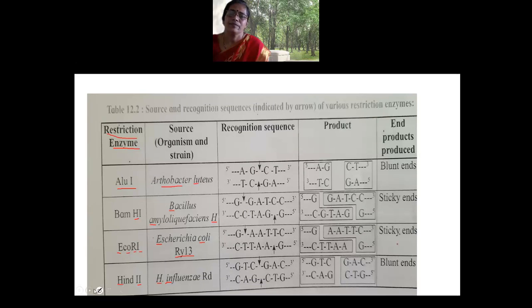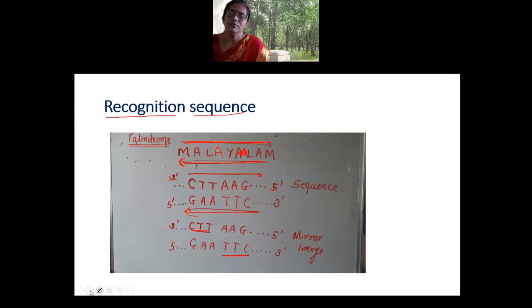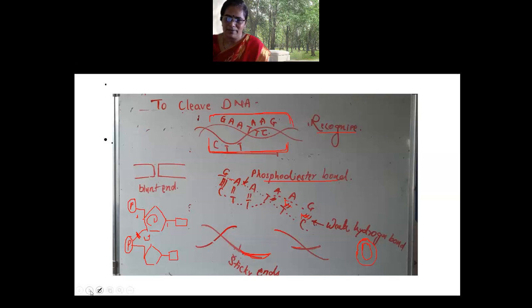Then the palindrome. Palindrome means a group of letters which makes the same word when we read in the backward and the forward direction. Then it is called a palindrome. In the case of DNA, it is a group of sequence, the same sequence when we read forward as well as backward, when the orientation is kept the same, as well as a mirror image.